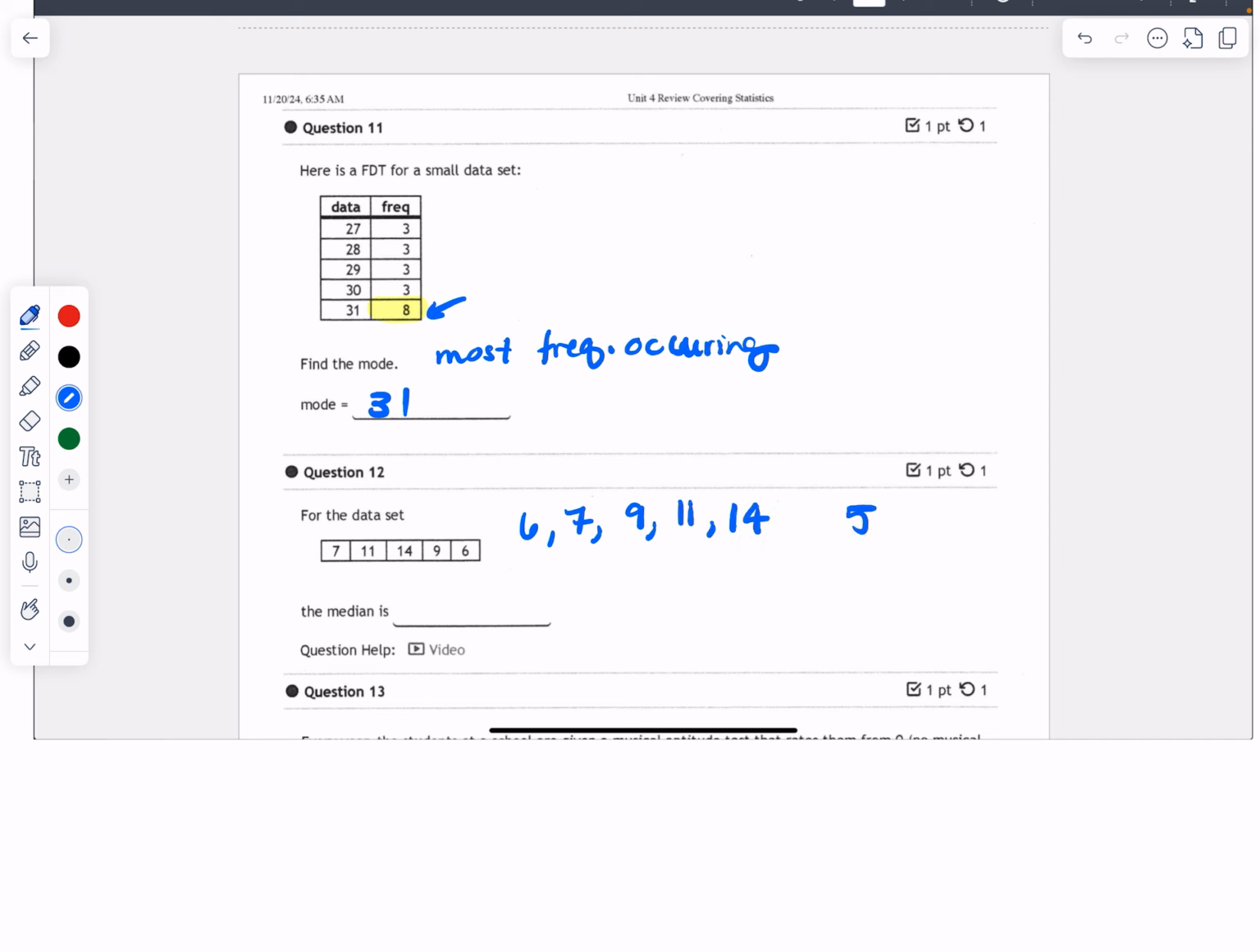I have 5 values. 5 is odd, so I do n divided by 2. So 5 divided by 2 equals 2.5, round up. And if I round up to 3, the number in the third position is my median. So let's count it. 1, 2, 3. So the 9 is the median for this set of data.